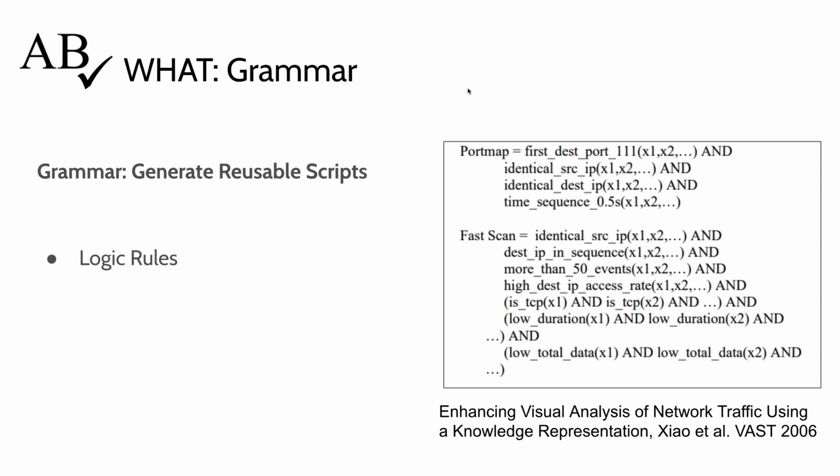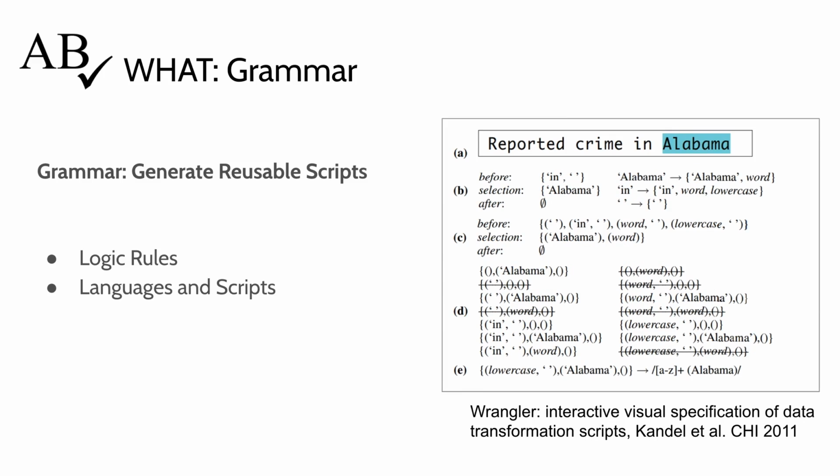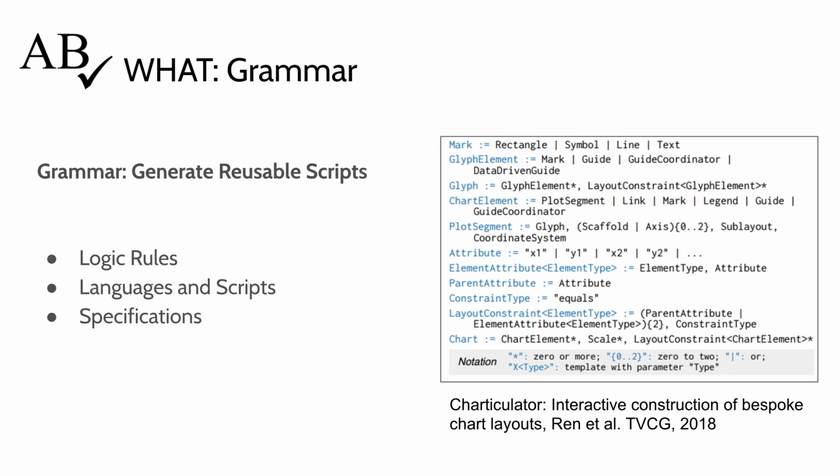The second type is grammar, which encodes user interactions as logical rules. Each user's interaction results in a predicate, for example, x is greater than 10. These interactions are chained together using first-order logic. More complicated is the use of a domain-specific language or script. For example, in Wrangler by Kandel and colleagues, a user's interactions for data cleaning are represented as a script that resembles regular expressions. Another similar approach is to convert a user's interaction into a specification or template.